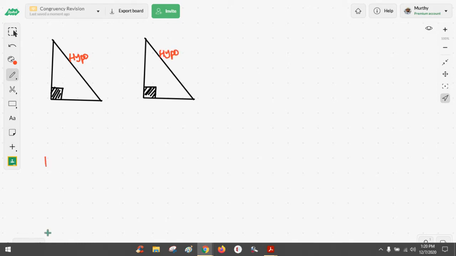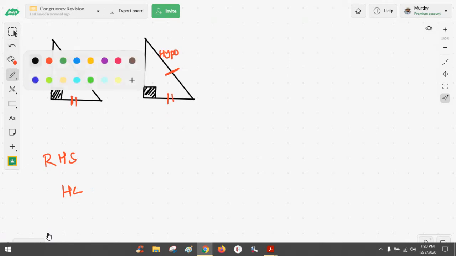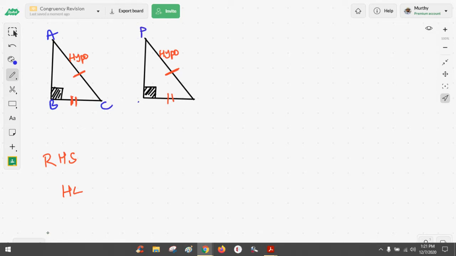Some teachers prefer to say this one is RHS, and some teachers say this one is HL. So these two are one and the same. Let's say that the hypotenuse is marked with a single stroke. One of these two sides, it can be the perpendicular line or maybe the base, I'm marking with double strokes. Let me label both the triangles: this one as ABC, and this one is triangle PQR.